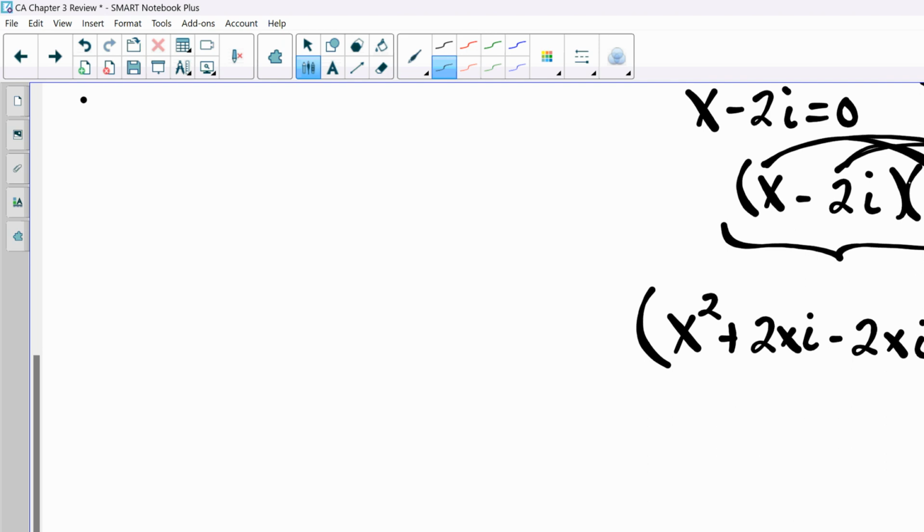Because square root of 3 times square root of 3 is the same as saying the square root of 3 squared, which is just 3. Or we could say the square root of 9. Well, the square root of 9 is still just 3.